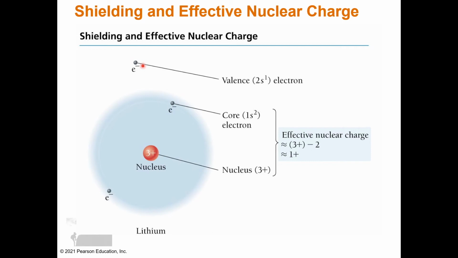Now, as we move from left to right in the periodic table, the number of protons would increase. Okay? If we stay in the same row, then the number of core electrons would stay the same. So what's going to happen to Z effective as the number of protons increase, but the core electrons stay the same? Z effective would increase. And so the valence electron would be pulled closer and closer to the nucleus. And when that happens, the atomic radius would decrease.